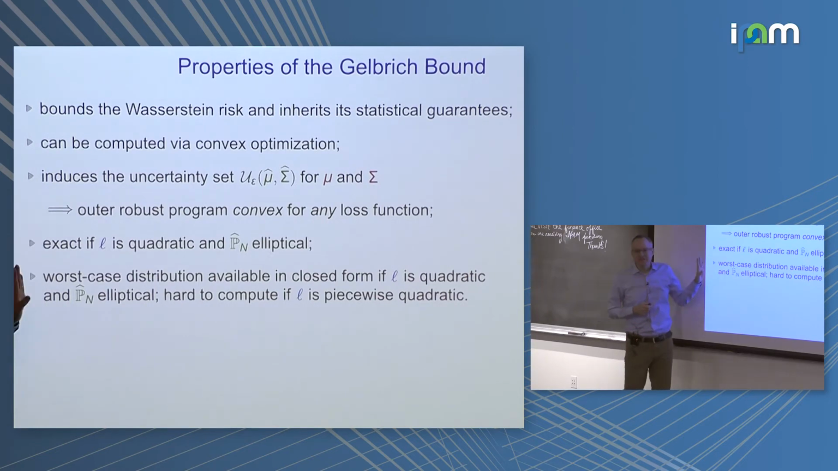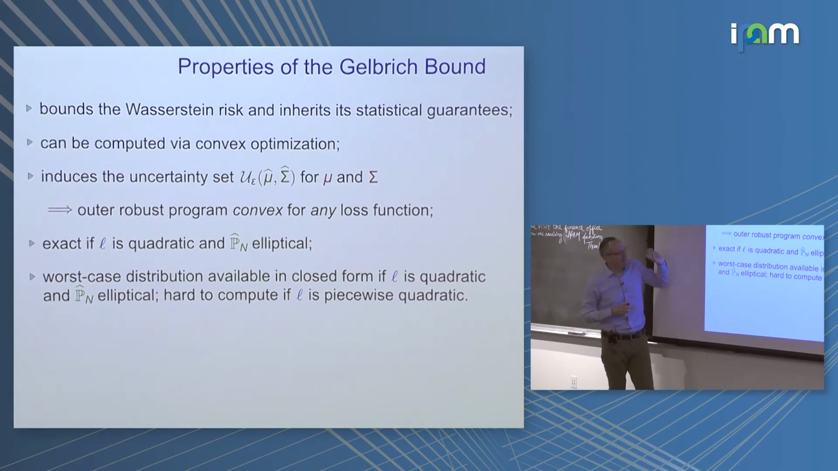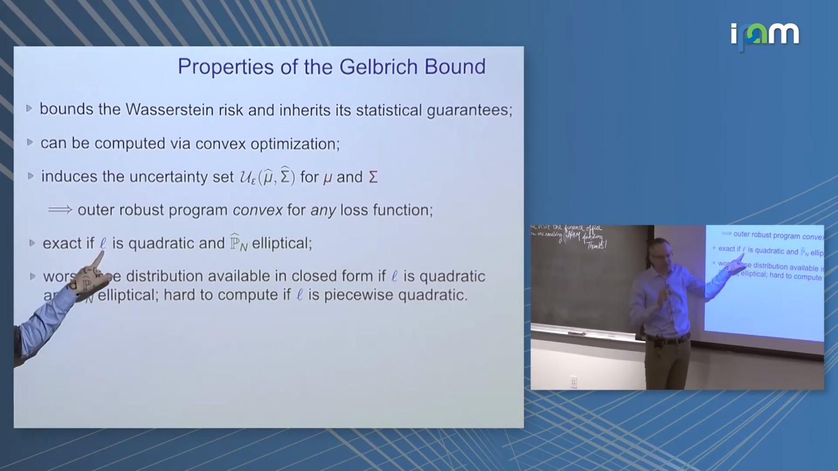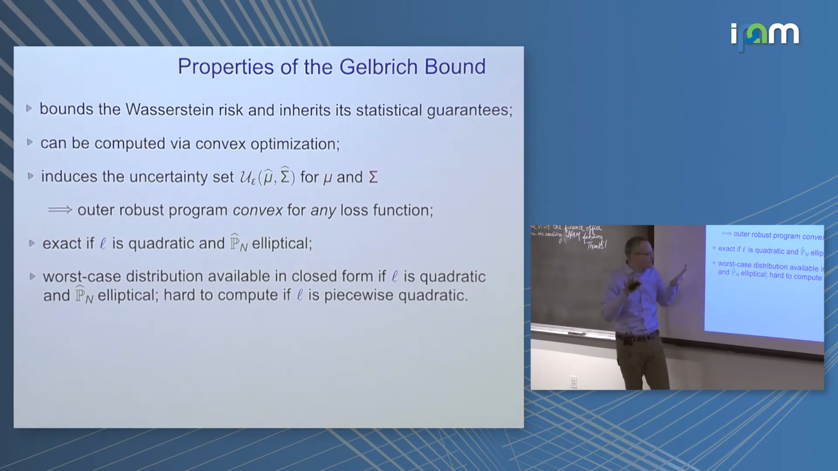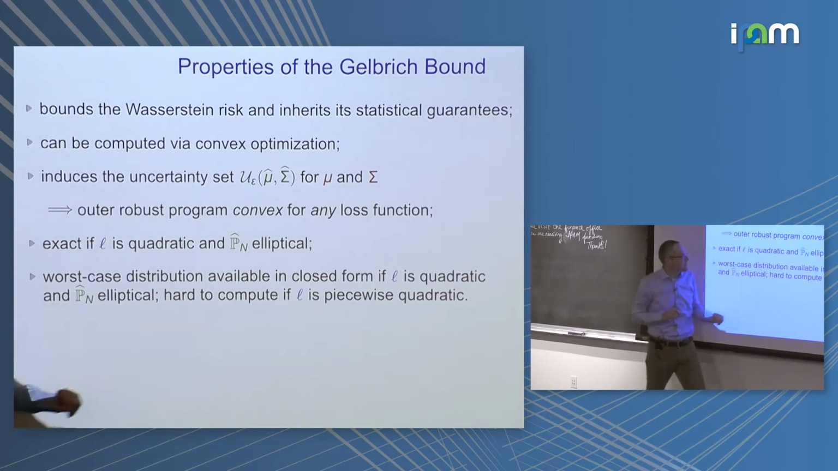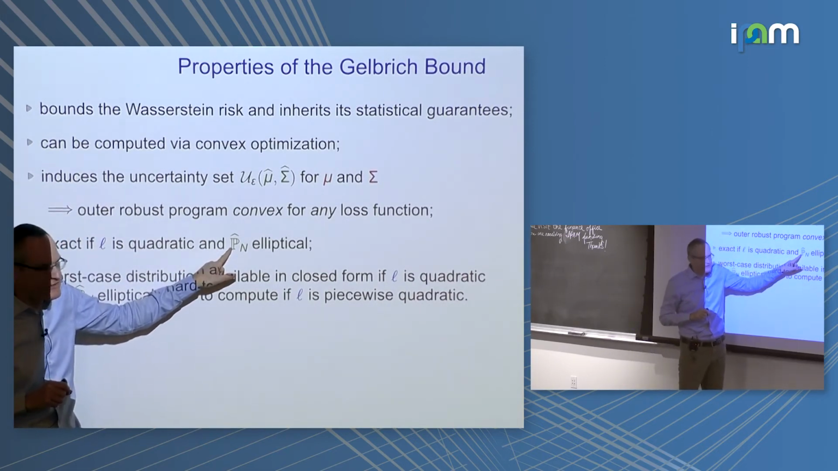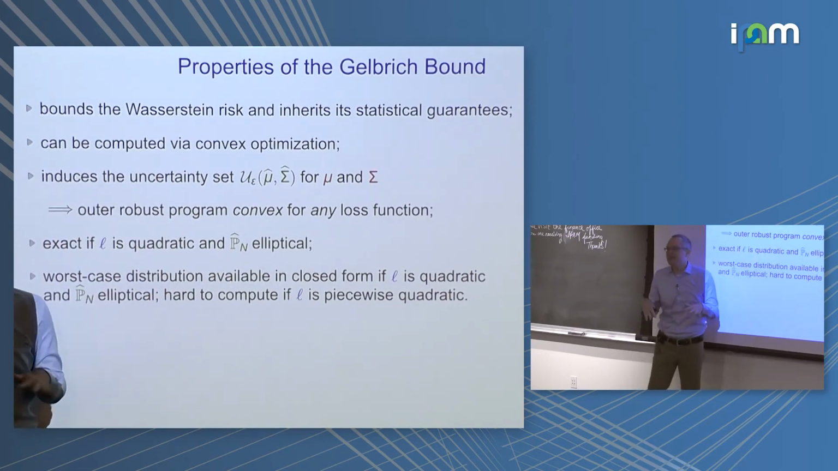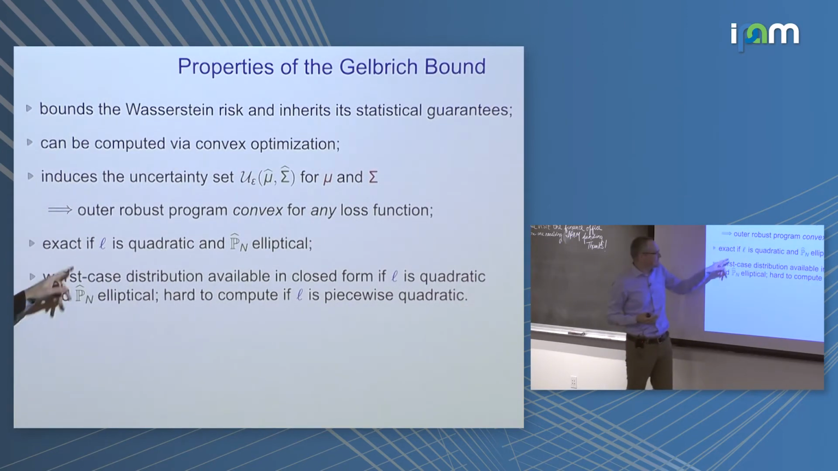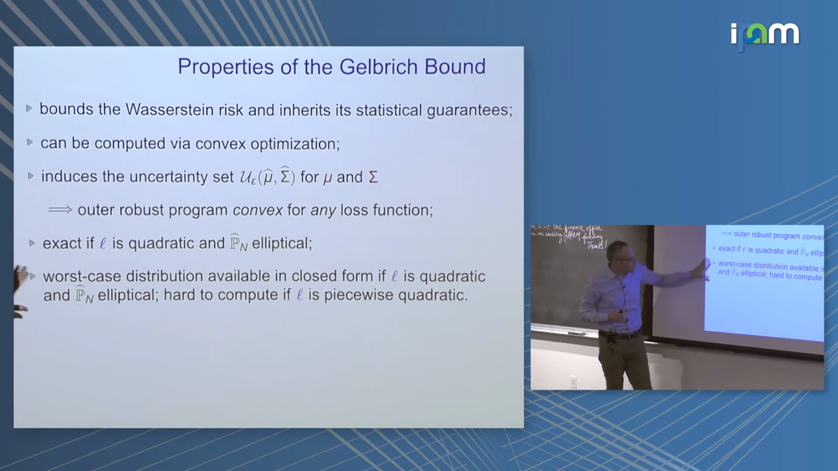So maybe most importantly, and I can't show that now, but the Gelbrich bound is exact if the loss function is quadratic, a single quadratic, right? Concave, convex, or indefinite, and the nominal distribution is elliptical. So this is a restricted setting, but it shows that the Gelbrich bound is tight. And this has interesting applications that I hopefully can show you later. The worst case distribution is available in closed form in the same setting.